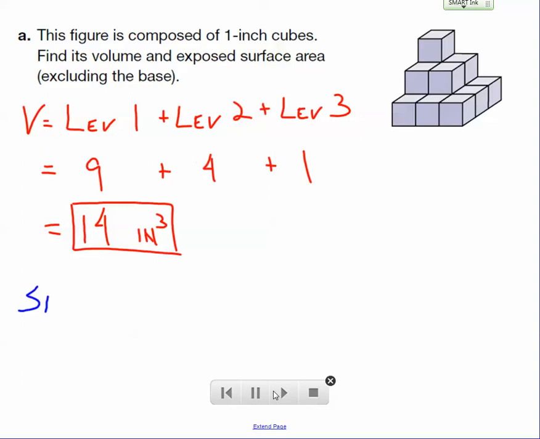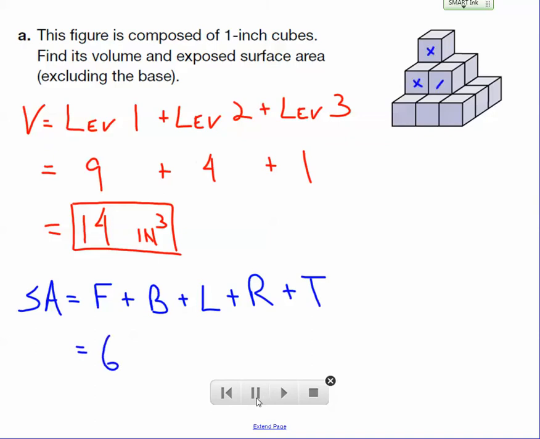Okay, as far as the surface area goes, a little bit more complicated here. We need to look at, again, the front, the back, the left side, the right side, and the top, and we're not going to include the bottom. So the front is 6, and I'm marking those off here in blue X's right now. So the front has exposed surface area of 6 square inches. The back is going to be basically the same, 6. The left is 6 and the right is 6.